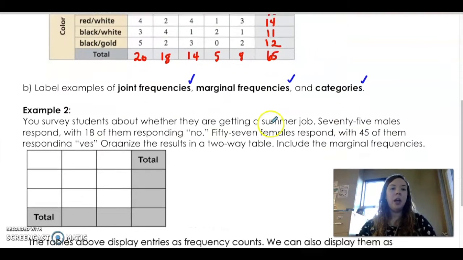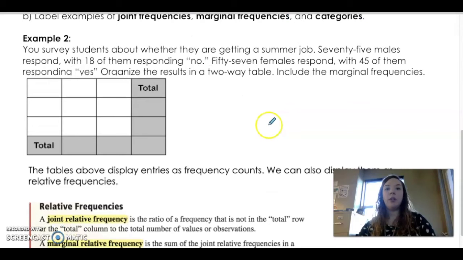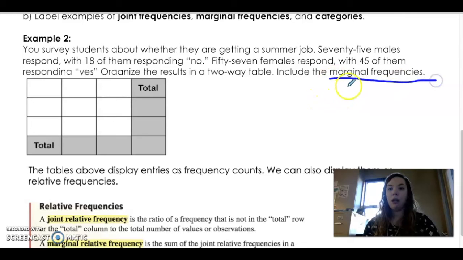All right, example 2. You survey students about whether they are getting a summer job. 75 males respond with 18 of them responding no. 57 females respond with 45 of them responding yes. Organize the results in a two-way table. Include the marginal frequencies. Okay, and again, this part just means we're including the totals.